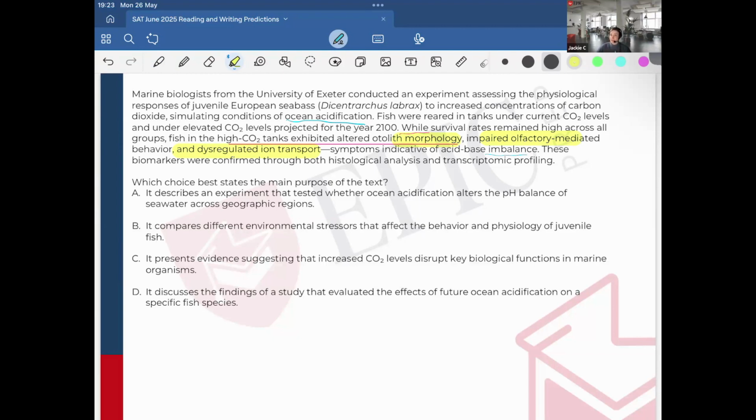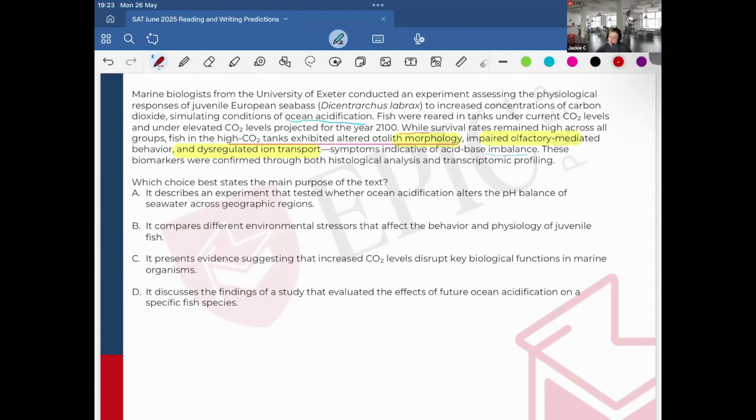Why am I restating this? Because I want to find the main purpose of the passage. So I want to find something that summarizes basically what the study was testing and what was found. And why did the author write this passage or do the scientific study? So, main purpose ones, let's do POE, process of elimination.